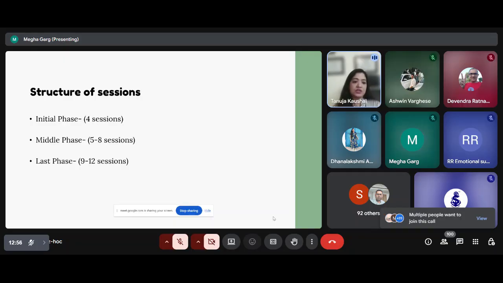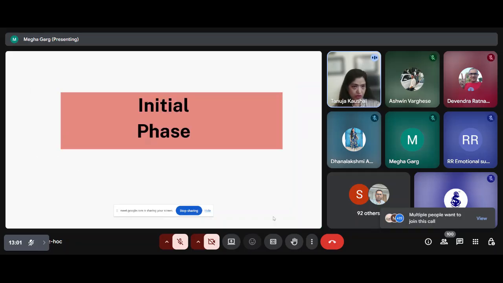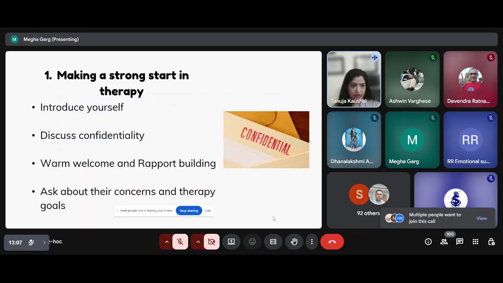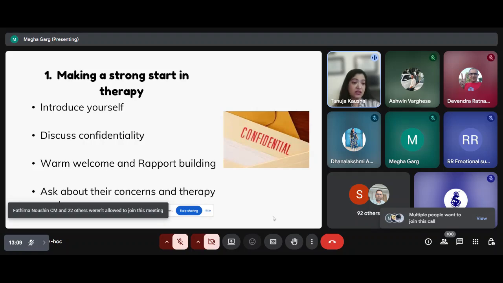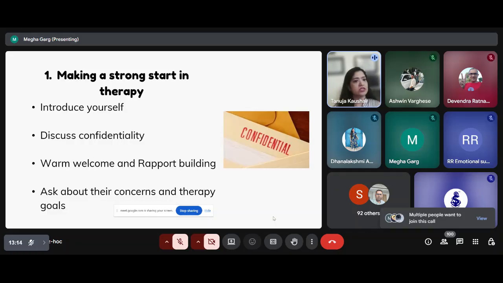All right. So this is the structure. Now moving on. Okay. So we are talking about the initial phase. Can we have the next slide, please? Right. So, making a strong start in therapy. Let's talk about the first session. What do you do in the first session?